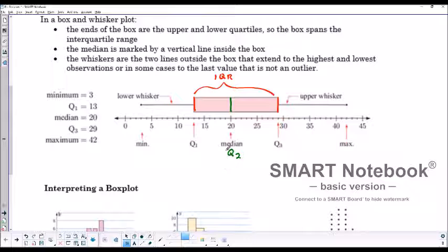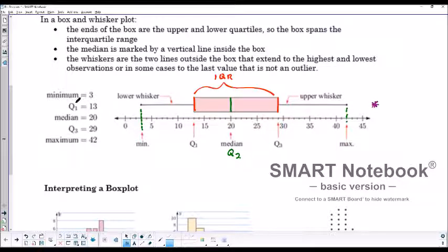Then we've got the two whiskers. The lower whisker goes to the minimum value, and the upper whisker goes to the maximum value. Or sometimes it'll go to the last value that's not an outlier, and sometimes outliers will be marked with an asterisk if they are above a certain upper boundary, as you'll see in a few minutes.